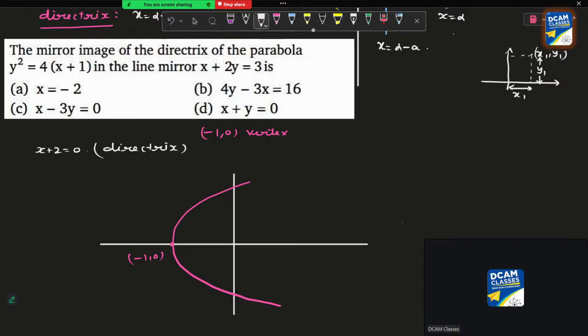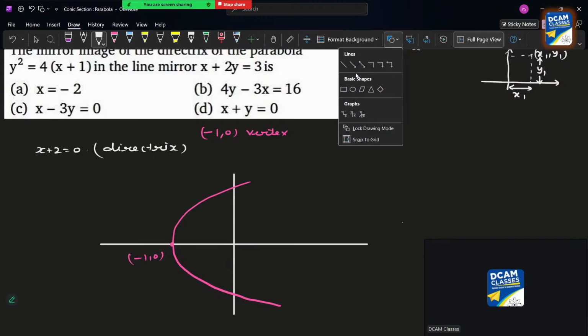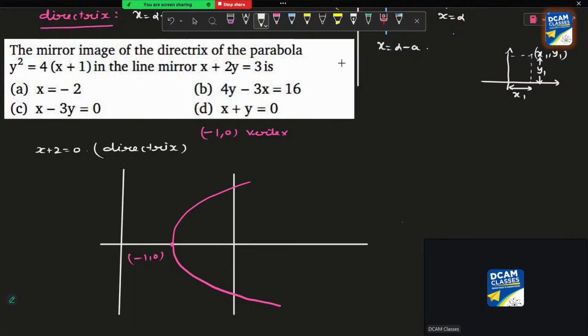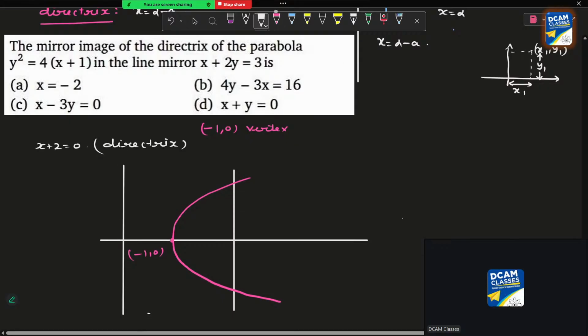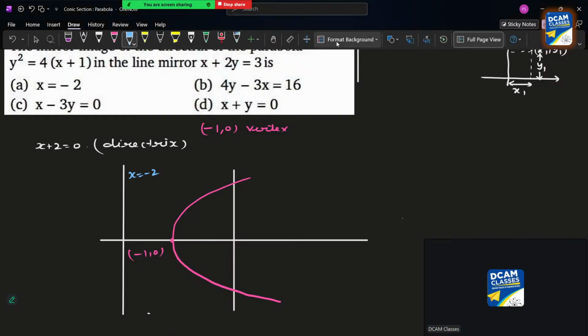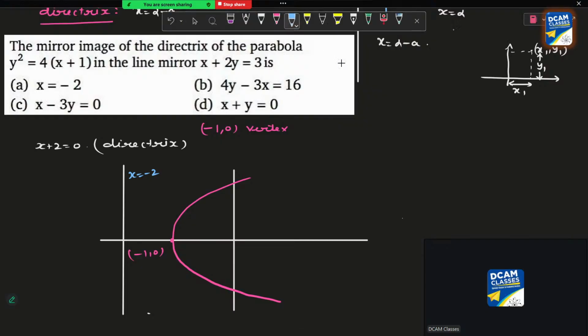And as you said, the directrix is x is equal to -2. You have to take the mirror image of this with respect to the line x + 2y = 3. When x is equal to 0, y will be plus or minus 2. The point will be (0, 3/2), right? So our line is this.